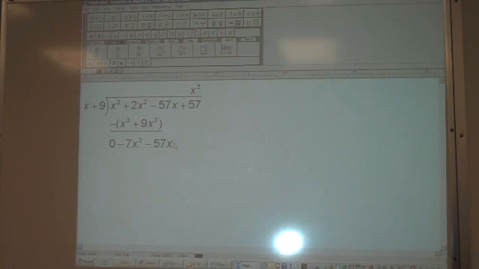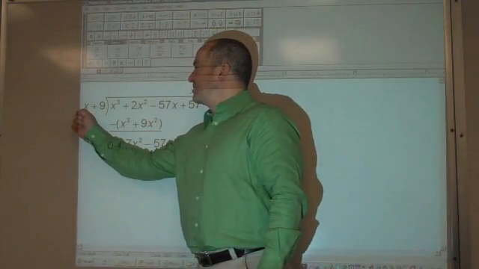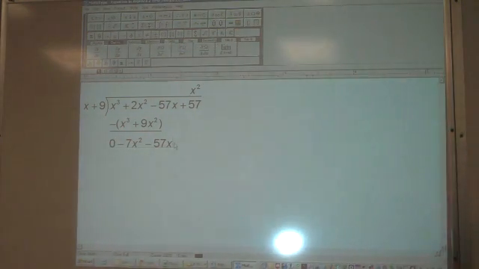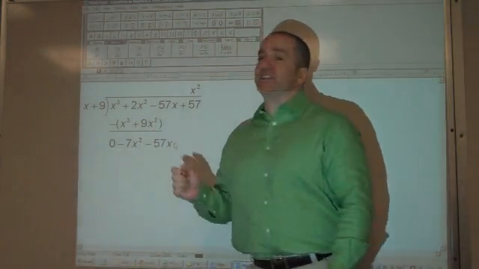Now we have to figure out what we could possibly multiply x by in order to get negative 7x squared. 6x. Nope. Negative. You're not adding, you're multiplying. Negative 7x. Yes, multiply minus 7x.